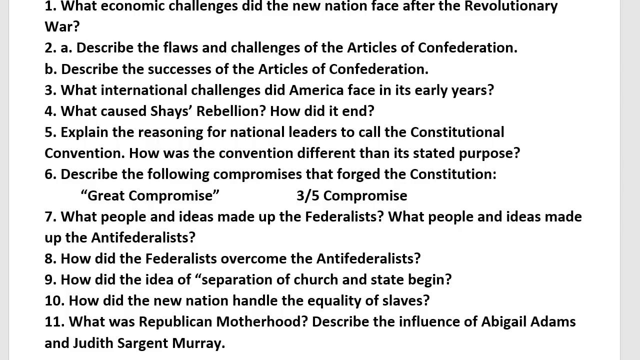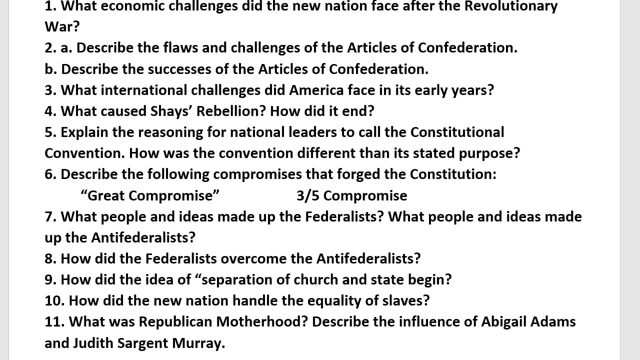Their battle lasted for a very long time, obviously, until the Civil War. But for the most part, the new nation handled slavery or the issue and equality of slaves by avoiding it. They knew that the issue could divide the country, and a divided country would not be a country at all. And so those who opposed it tolerated it and did not fight for its end in order to have a nation. Number 11, what was Republican motherhood?